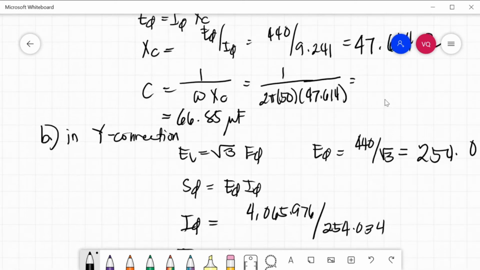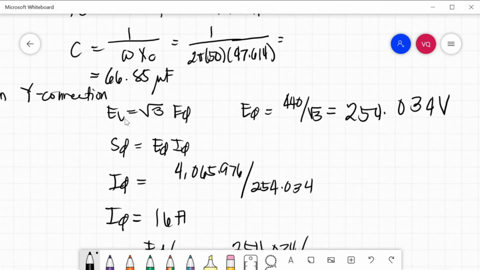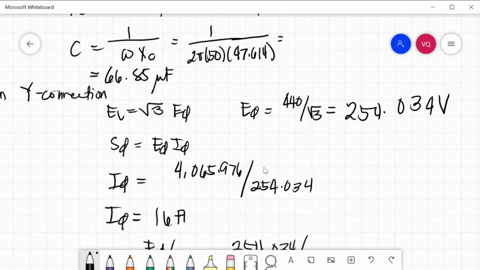The second one is in Y connection. So line voltage is equal to square root of 3 times the phase voltage. So phase voltage now is 440 divided by square root of 3 equal to 254.034 volts. So S phase equal to E phase times I phase, solving your current, that is 16 amperes.